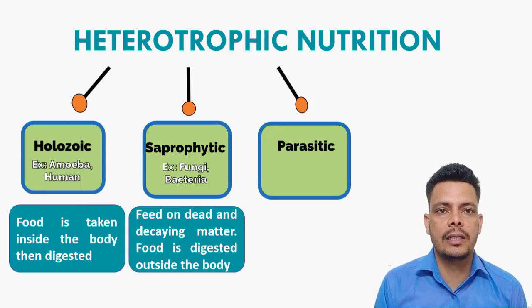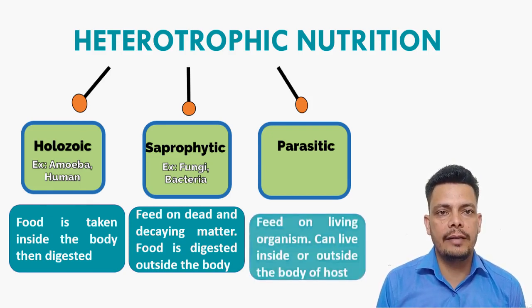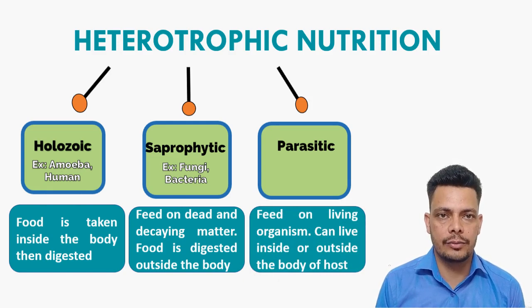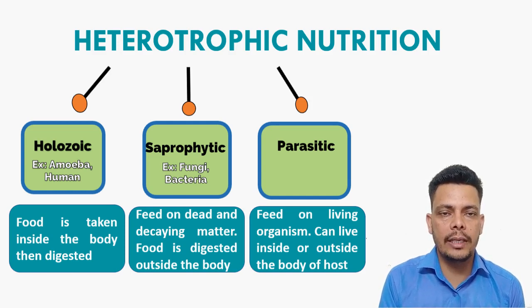So the next one is parasitic mode of nutrition. In parasitic, the organism feeds on living organisms. They draw their food from living organisms, and they can live inside the body or outside the body. The organism on which they live is called the host. So a parasite lives on the body of the host or inside the body of the host.